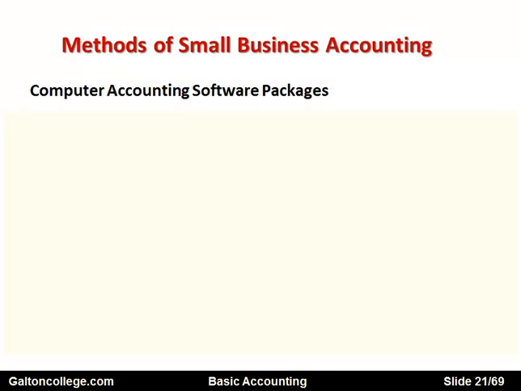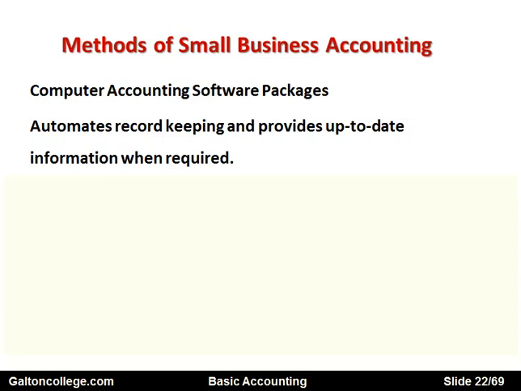Now, the computer accounting packages, well, these are automated record keeping and provide up-to-date information when required. They're very sophisticated. It means information is typed in and it's reflected in the various accounts that need to be affected. So the software allocates the information to the various accounts and prepares those accounts on a continual basis. As the information flows in, the accounts are updated.